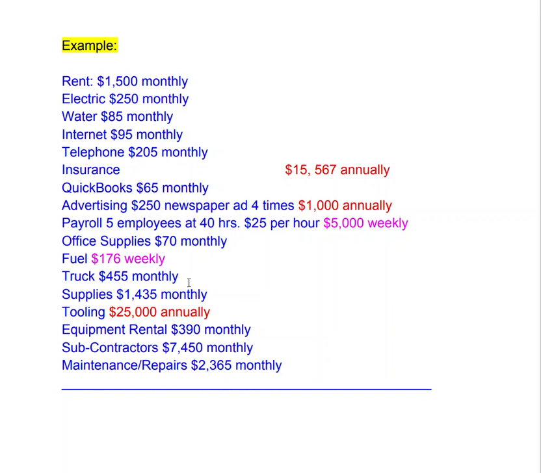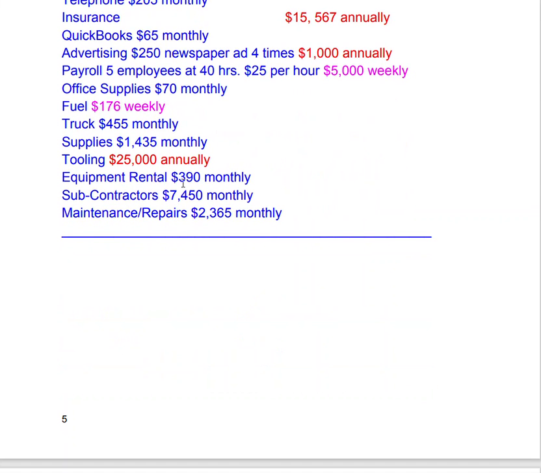Fuel, truck stuff. If you've got truck payments, supplies, tooling, right? Now, look at this. This is some heavy duty stuff. But if you're starting a tool and die company, you might have something like this. If you've got a factory, you may have something heavy like this. So we just use some really heavy duty examples just to get some numbers in there.